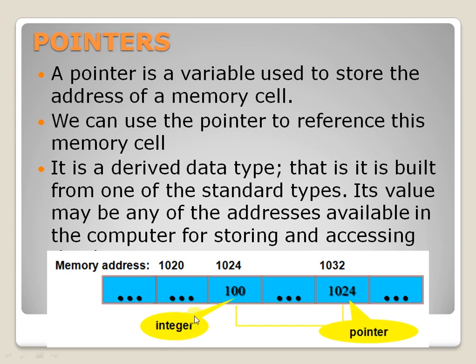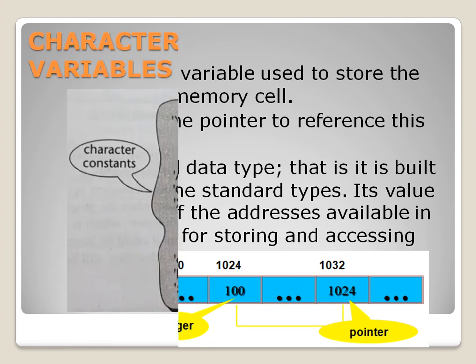So if the integer is holding some value and it is stored at this location, my pointer would be holding that memory address for that variable, right? So it is also known as the derived data type. Why? Because you have basic data types, the standard data types that are available, like integer, float, character. All these are basic data types. But pointer is known as the derived data type because you use the basic data type, and the address of the basic data type is stored in the pointer's data type.